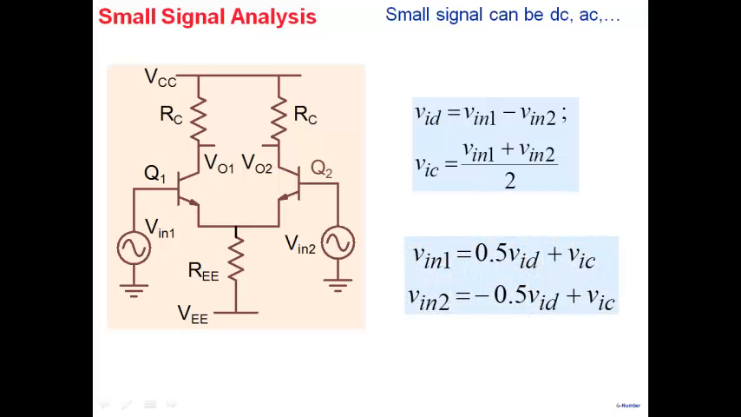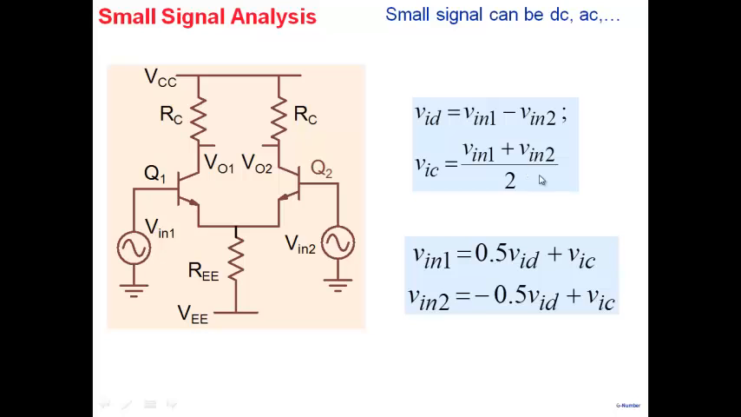Now, what is interesting is that we can describe V in 1 in terms of VID and VIC. From these two equations, I can solve for V in 1 in terms of VID and VIC, and I can solve for V in 2 in terms of VID and VIC. So V in 1 can be written in terms of a differential input voltage and a common mode input voltage, and V in 2 can also be written in terms of a differential input voltage with a minus sign and a common mode input voltage of VIC. These two equations follow from the two over here.